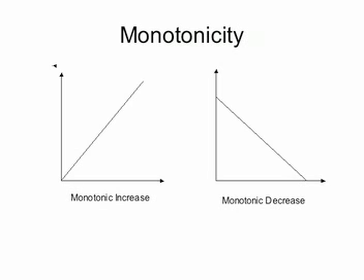Monotonicity takes place for an ideal system in which changing one variable would lead to predictable changes in the other variables. On the left is a graph showing monotonic increase, where increasing one variable would always increase the other. The graph on the right shows monotonic decrease, where increasing one variable would decrease the other.